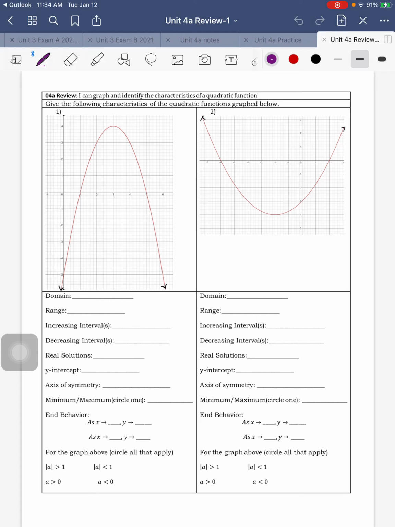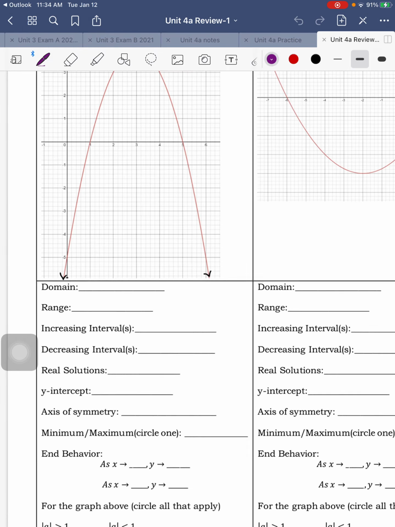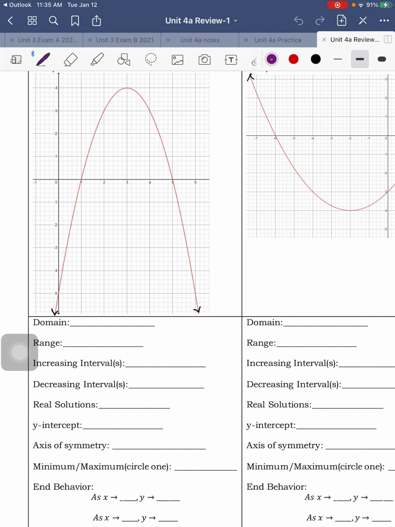All right, so this is the 4A review, which is identifying characteristics of quadratic functions. So let's get started. This first one's already graphed for us. For the domain, we're looking at how far left to how far right the graph goes. It goes to the left forever. Think about that on the x-axis, because domain is the x. That's going to go to negative infinity.